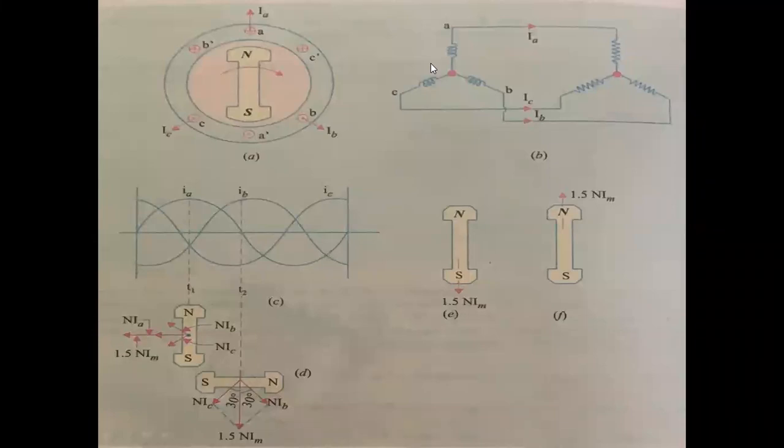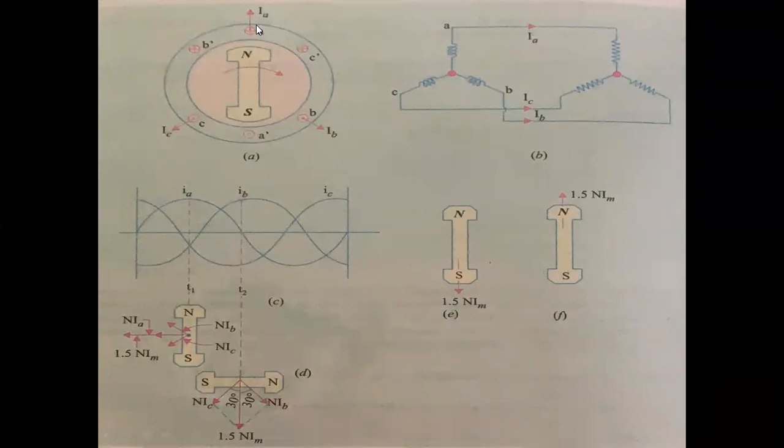Further, suppose the alternator is loaded with a resistive load of unity power factor, then what will happen? The currents IA, IB and IC will be in phase with their respective phase voltages. The maximum current IA will be flowing when the poles are in the position shown in figure A.